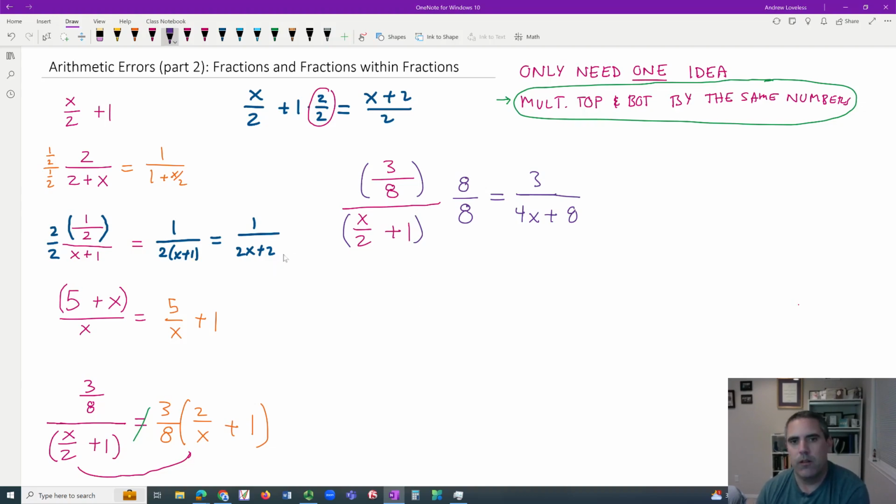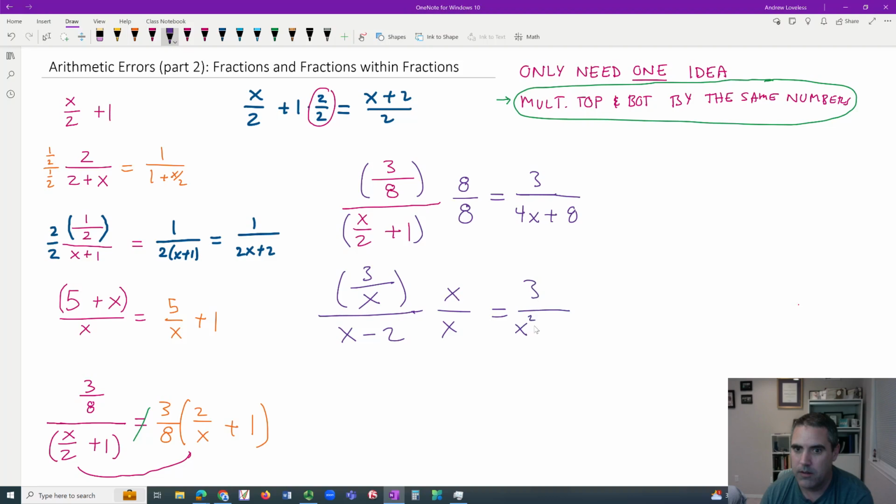Okay, so that's the main thing I wanted to say. You know, this applies even if there's variables, like if you have 3 over x minus 2, same thing. The big bar is typically very clear. You multiply top and bottom by x, you get 3 over x squared minus 2x. So that's the idea. Just this general idea of multiplying the top and bottom.